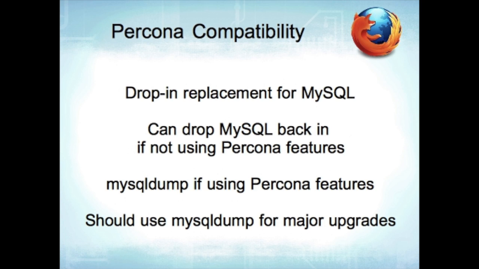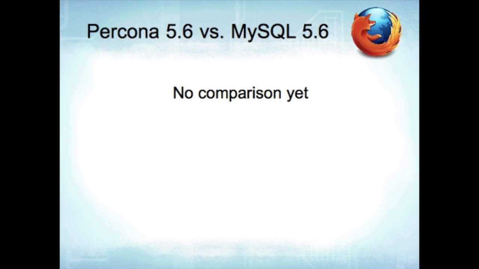Since you're supposed to use mysqldump for major upgrades, from 5.1 to 5.5 or 5.5 to 5.6, it shouldn't be a change of behavior if you had to switch between these. That's my opinion. Your opinion might be that if it's not a drop-in replacement, forget it. Percona 5.6 versus MySQL 5.6, there's no comparison yet. Why not? There's no Percona release yet.